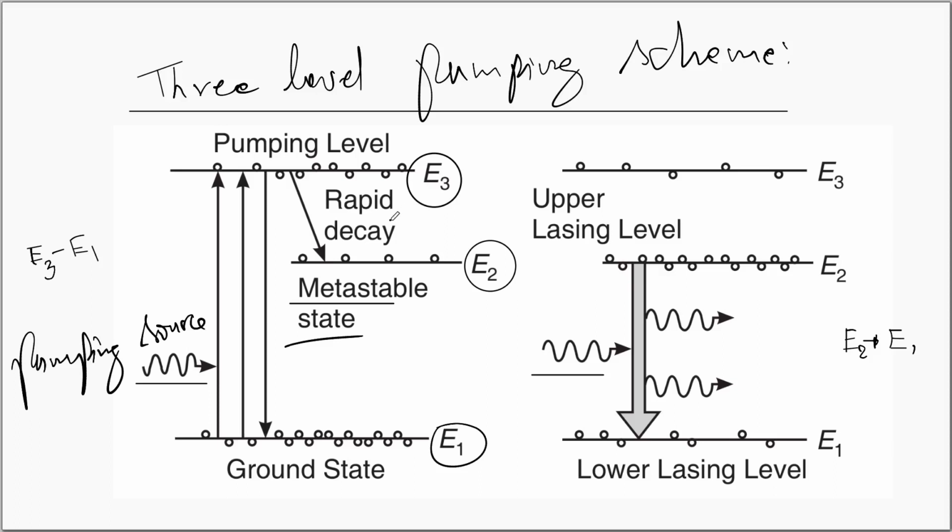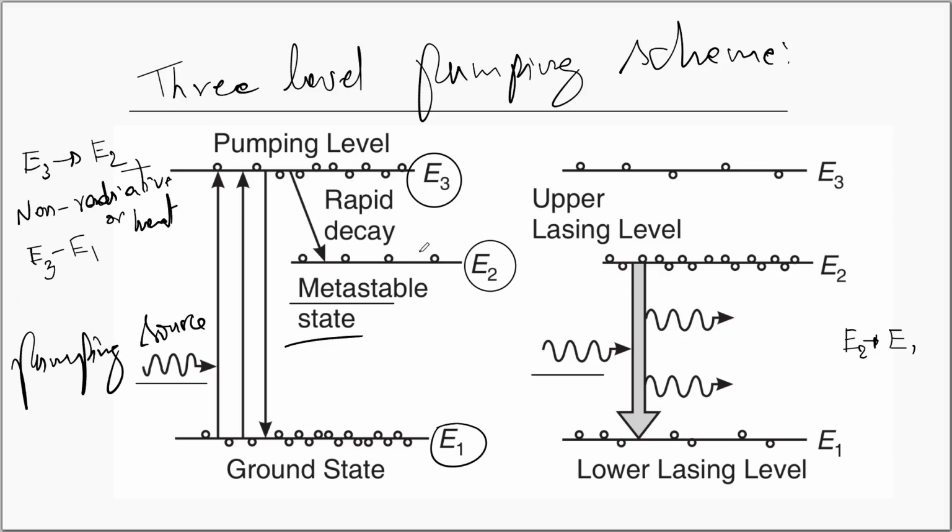However, they do not stay at that level but rapidly undergo a downward transition to the metastable state, that is E2, through a non-radiative transition, meaning the E3 to E2 transition is non-radiative, meaning energy is released not in the form of light. Essentially, the energy will be released in the form of heat. And this is a spontaneous process.